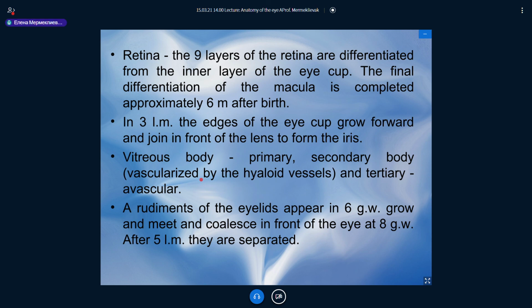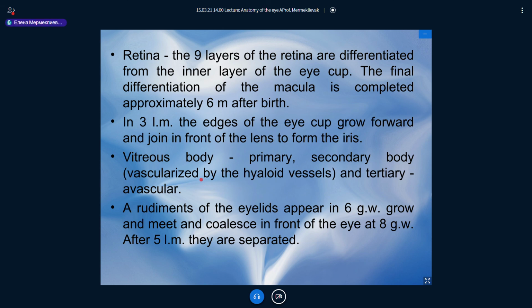In the third lunar month, the edges of the eye cup grow forward and join in front of the lens to form the iris. The formation of the vitreous body: first we have the primary, after that the secondary vitreous body. They are vascularized by the hyaloid vessels, and the tertiary vitreous body is avascular.